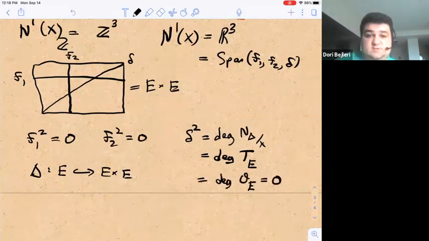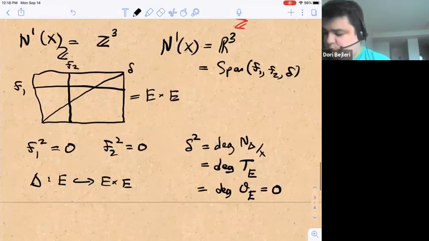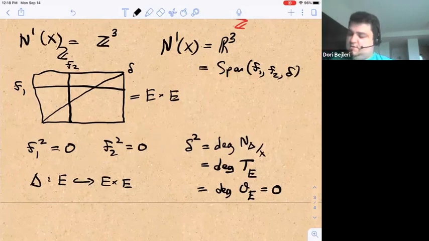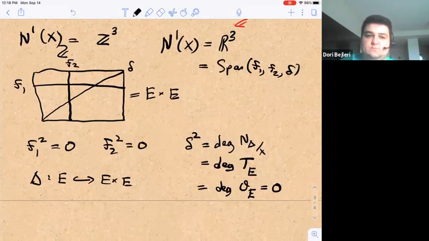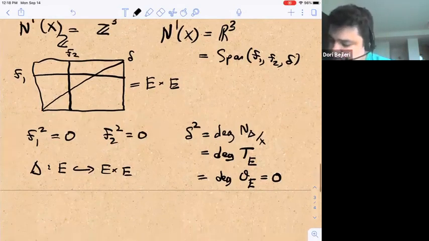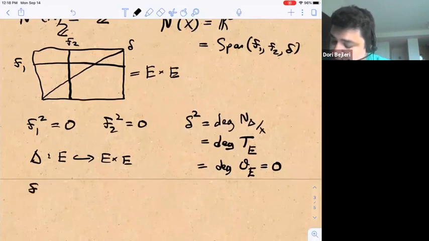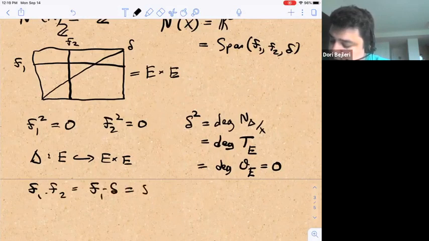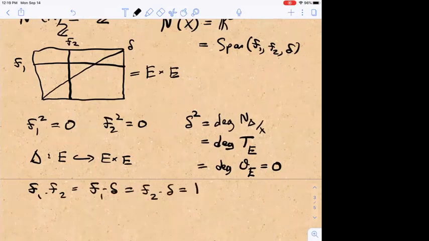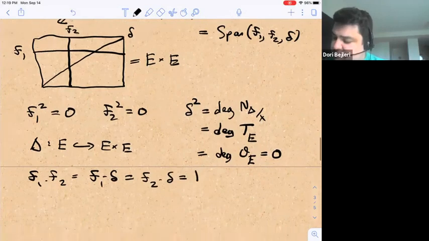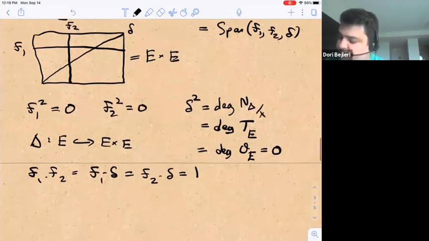And so delta squared is also 0. Then just from looking at this picture, we can also compute the intersection of these vertical, horizontal, and diagonal with each other. And it's always 1, as you can just read from the picture. Okay, so F1 F2 is equal to F1 delta is equal to F2 delta is just 1.